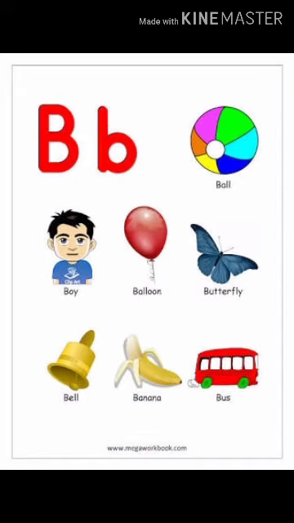The sound of B is ba. After B, letter C.